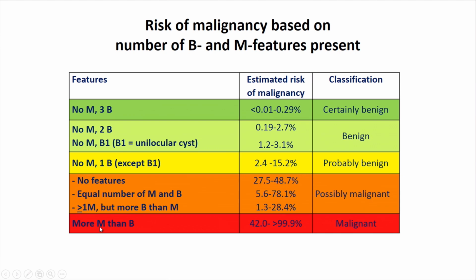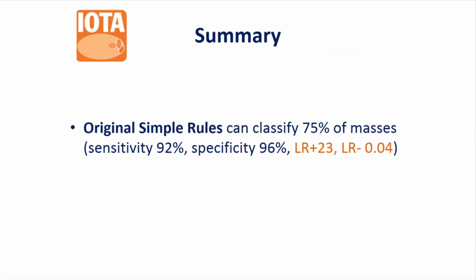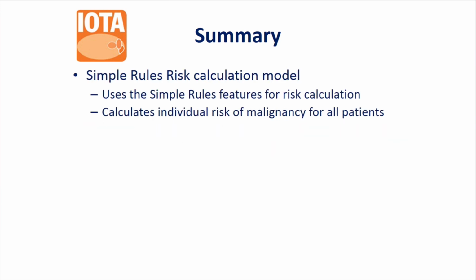And if there are more malignant than benign ultrasound features, the risk of malignancy varies from 42% to more than 99.9%. And it is reasonable to classify such a mass as malignant. So to sum up, using the simple rules as they were originally intended to be used, we can classify at least 75% of all adnexal masses.